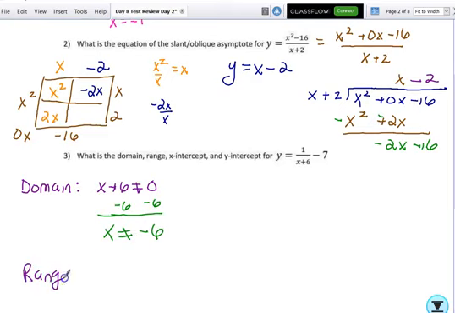Range. Range comes from the horizontal asymptote. So when I look at this, I see, and it's not asked for, but I can still write it, the horizontal asymptote is y equals this constant, negative 7. So the range is y cannot equal negative 7.